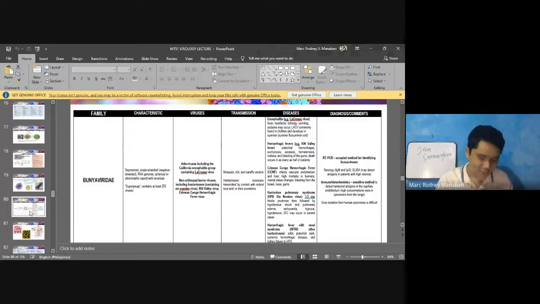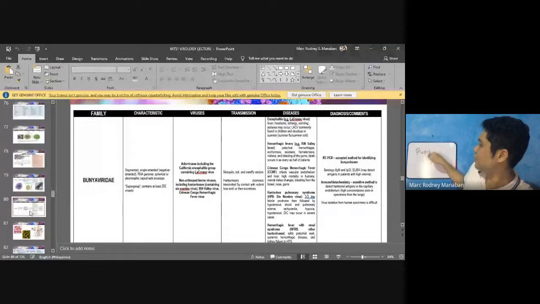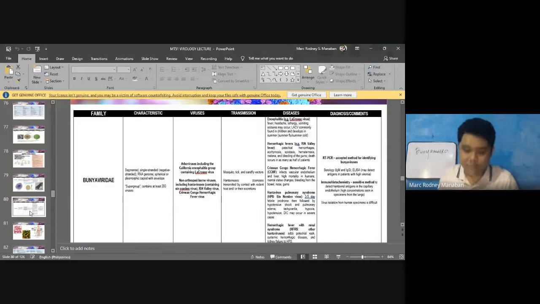Anyway, Bunyaviridae, because it was first isolated in Bunyamwera in Uganda, in Africa. That's why it's called Bunyaviridae. Now your Bunyaviridae, again, it's enveloped, all right?